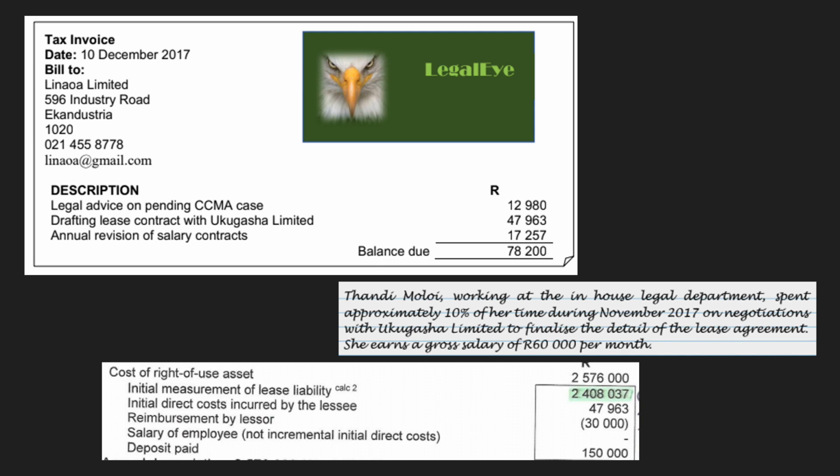regardless of whether or not Tandi worked on this contract negotiation or not, she would have been paid the 60,000 Rand every month. All right, it is not an incremental initial direct cost. She's not being paid 60,000 Rand or 6,000 Rand because of drafting the contract. She is paid that 60,000 Rand because she is an employee of the company and she earns a salary. All right, so that salary should not be included. So if you included that, there was a negative half a mark because you applied an incorrect principle.